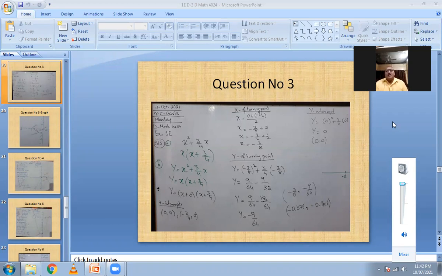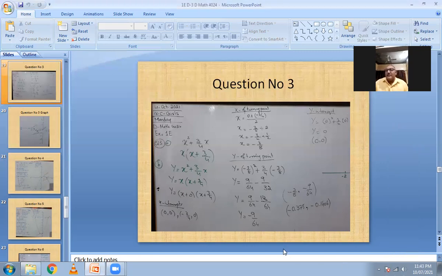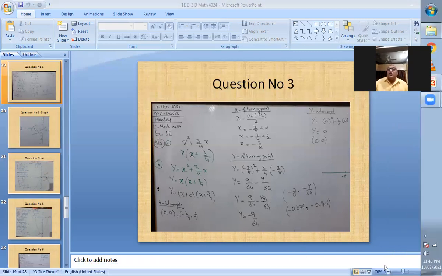For these quadratic equations, we use the turning point of the quadratic graph and its x-intercepts and y-intercepts. With the help of these three things, we draw the graph. We have already done question number 1 and question number 2 of this exercise in a previous lesson. Today, we are going to start from question number 3. Okay, so let's start.